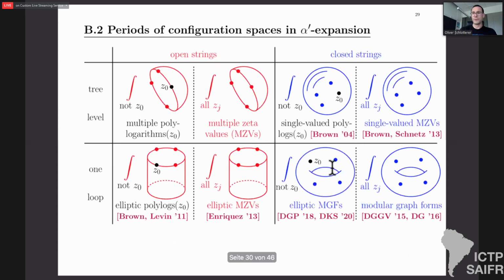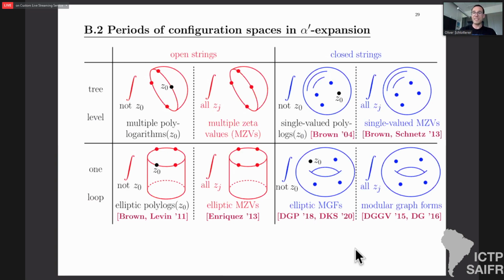And yeah, also the closed string modular graph forms have an origin from functions of more variables. So here, these are certain generalizations of single-valued elliptic polylogarithms, investigated by Doker, Green, Piolin, and investigated by Doker, Kleinschmidt, Schlotterer.